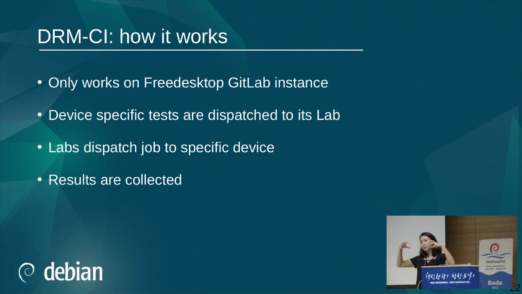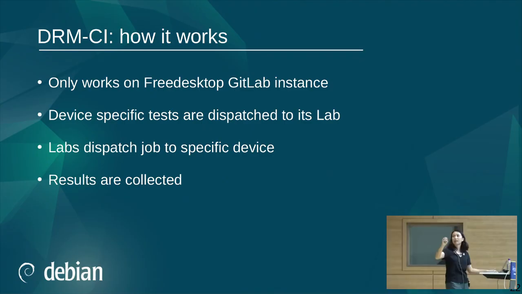And every time tests are dispatched, there is a special infrastructure that connects to labs in different locations of the world, and those labs have racks of different devices, and those labs will dispatch the jobs to those different devices. So device-specific tests are dispatched to the labs, and labs dispatch the job to the specific devices. Then results are collected, and we can check them in the GitLab UI.